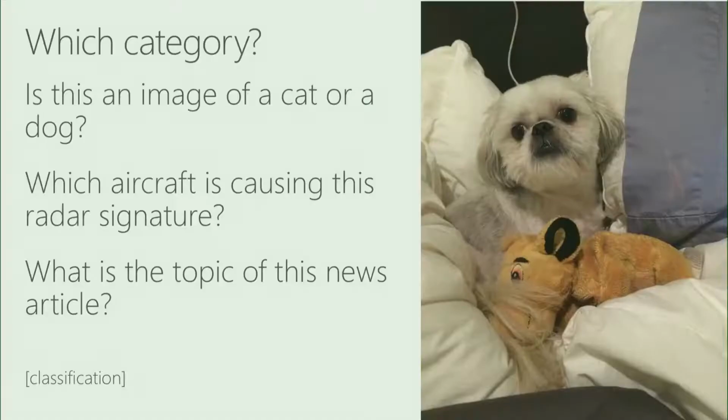The second family of categories isn't answered with a number, but with a name. So which category does this belong to? Which label applies to this? For instance, is this an image of a cat or a dog? It's probably the most commonly asked question in vision research. Another is, what aircraft is causing this radar signature? So I have my radar feed, I'm getting a blip, I have a list of things it could possibly be. Which category does it belong to? Or what's the topic of this news article?